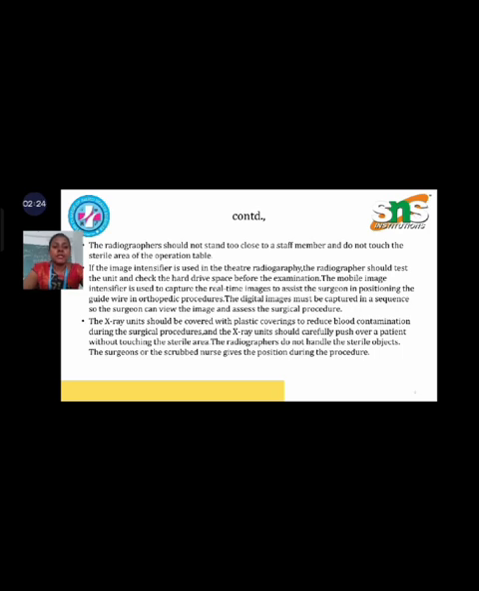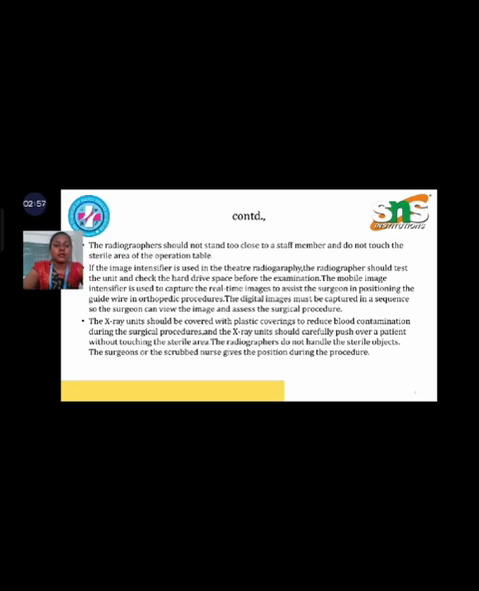The mobile image intensifier is used to capture the real-time images to assist the surgeon in positioning the guide wire in orthopedic procedures. The digital images must be captured in a sequence so the surgeon can view the image and assess the surgical procedure. The X-ray units should be covered with plastic coverings to reduce blood contamination during the surgical procedures, and the X-ray unit should be carefully pushed over a patient without touching the sterile area.